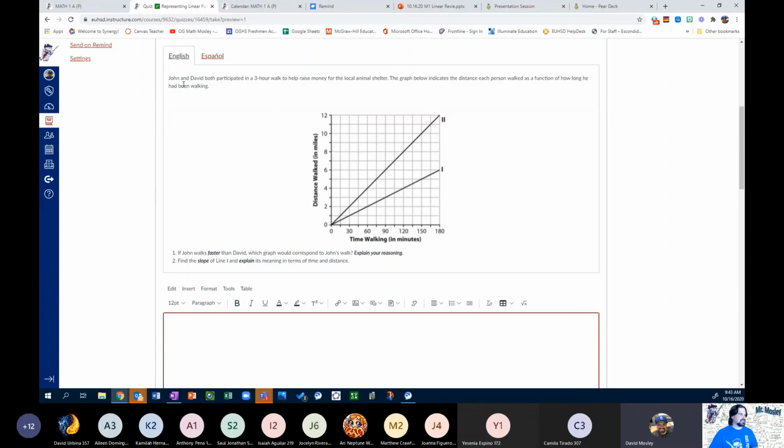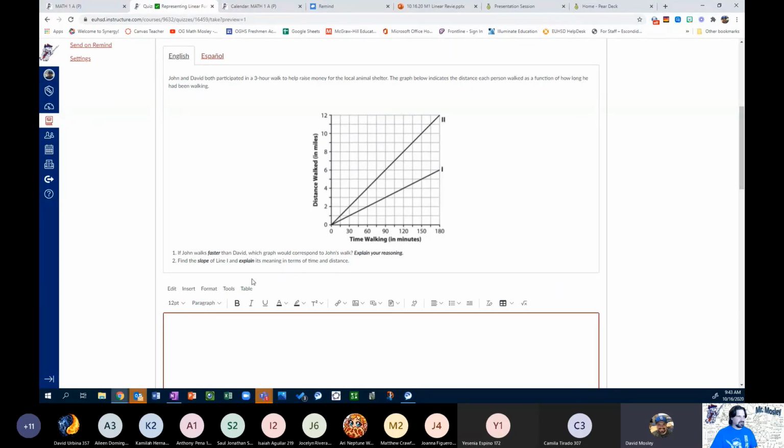So we have our context here. John and David both participated in a 3-hour walk to help raise money for the local animal shelter. The graph below indicates the distance each person walked as a function of how long he had been walking. So we have our 2 graphs with the 2 lines. If John walks faster than David, which graph would correspond to John's walk? Explain your reasoning. And number 2, find the slope of line 1 and explain its meaning in terms of time and distance.